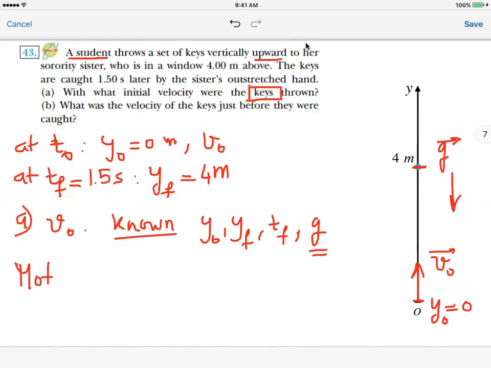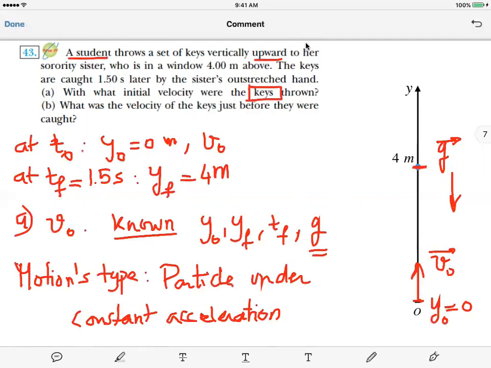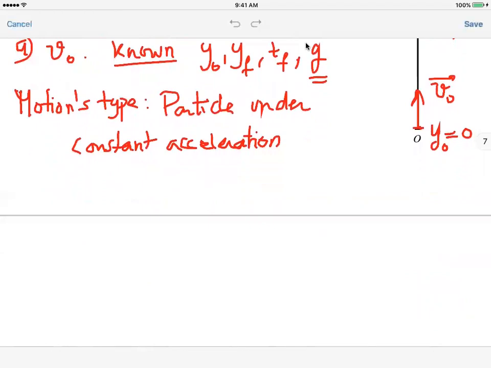So the motion type is a particle under constant acceleration. And so we can apply all the kinematic equations that are correct for the case of a particle under constant acceleration. By that, I mean, for example, y as a function of t, v as a function of t, and all these equations. So in our case, what is the best equation that we can apply?